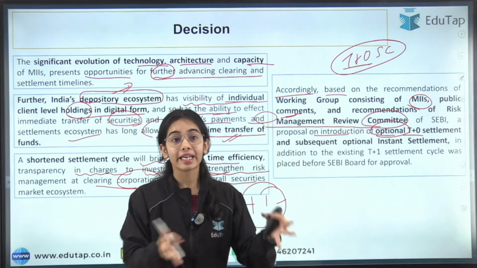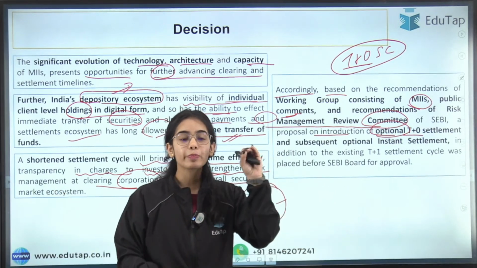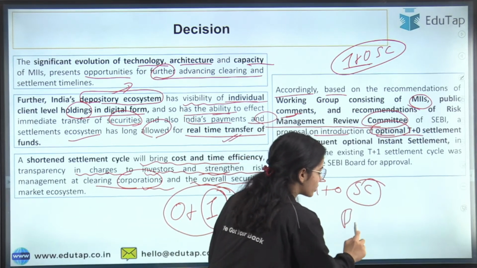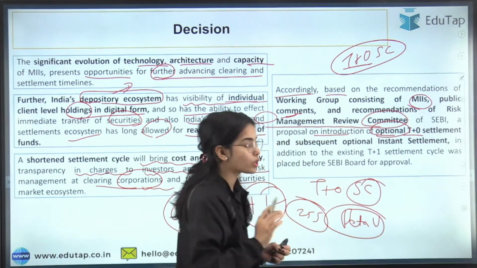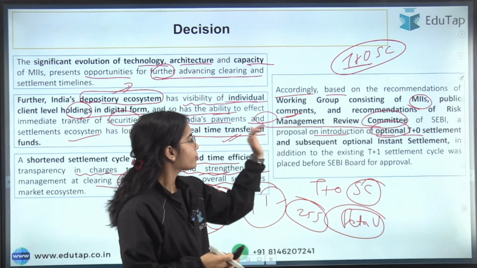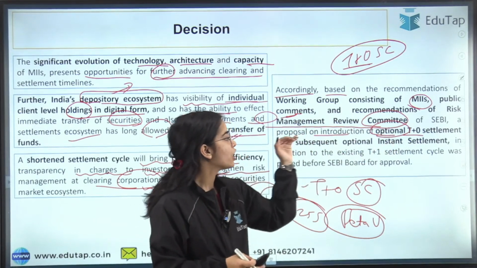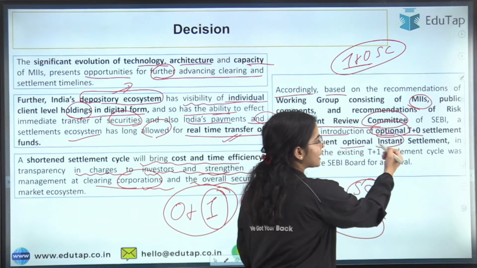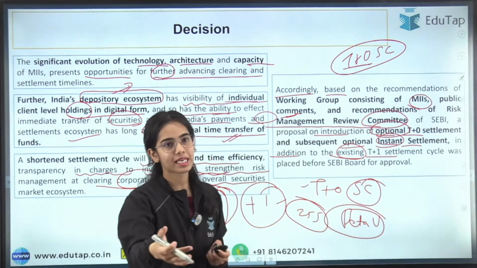Right now, T+0 cannot be brought in directly for the whole ecosystem. So the T+0 settlement cycle is coming in a beta version. You will see that it is only for 25 scrips, only 25 shares or stocks right now. So that is the idea: the working group has given the proposal to SEBI for bringing the T+0 settlement cycle and having the optional instant settlement in addition to the existing T+1 settlement cycle.